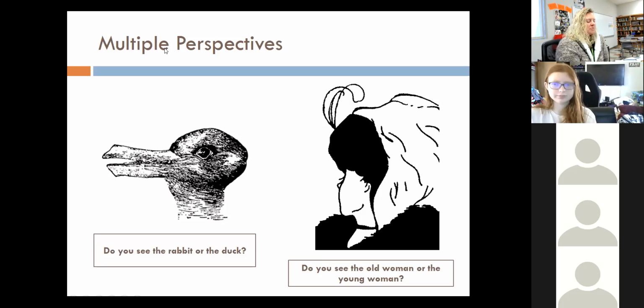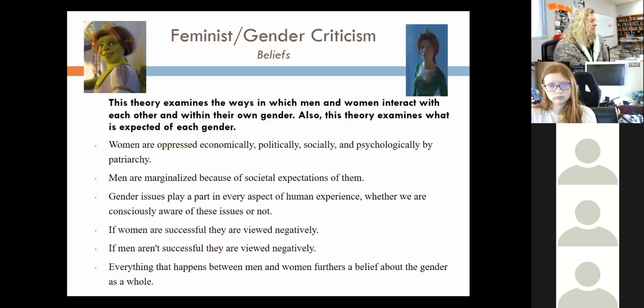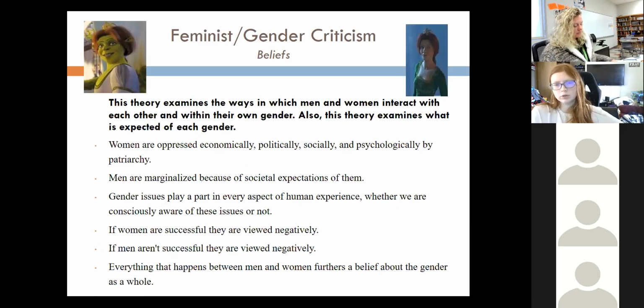But it just depends on the perspective that you look at, okay? So again, multiple perspectives. You can see different things depending on the way you look at them. All right, so let's talk about the critical lenses that we have in our unit right now, okay?